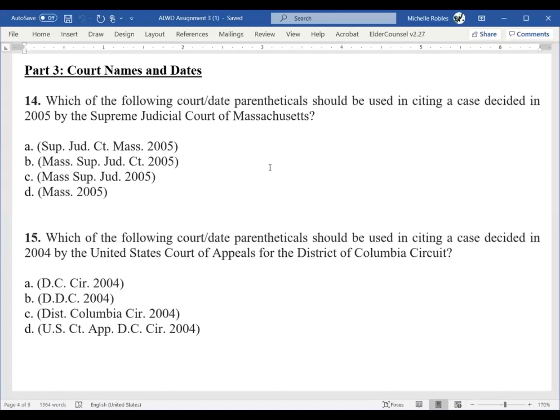Then we're going to use the date where the case was decided. We know that Mass. is the abbreviation, and we know that the case was decided in 2005. So the answer is D, as in dog.